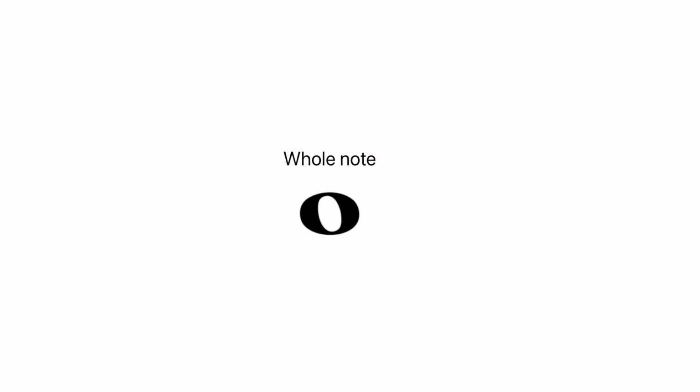Let's go ahead and start with the whole note. You can remember that a whole note is a whole note because it looks like a whole. It's just a circle, an empty circle. The whole note gets 4 beats. And if we write the counts in, we'll just write 1, 2, 3, 4. And we're going to hold for the whole 4 beats.